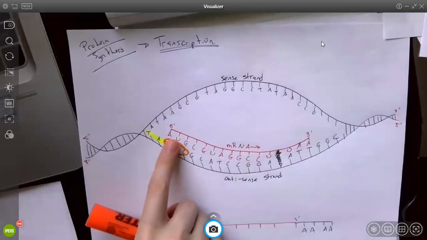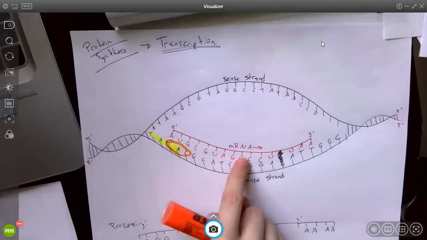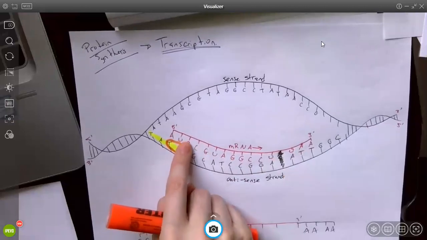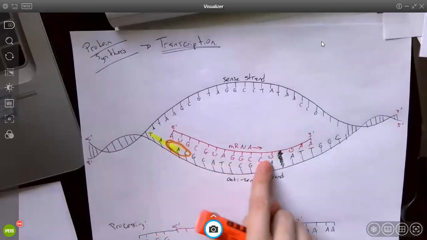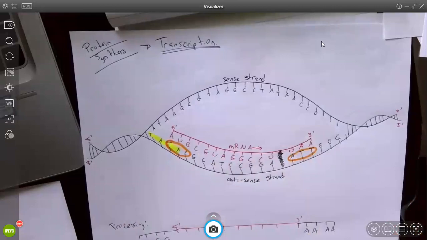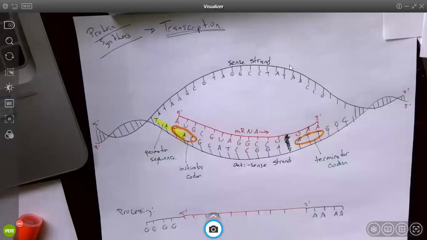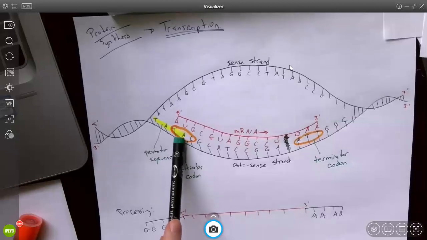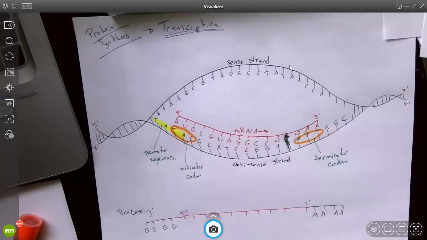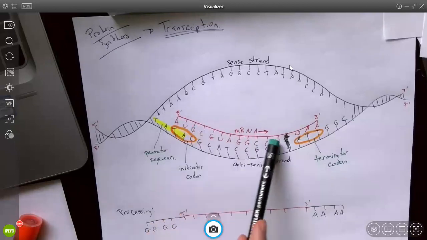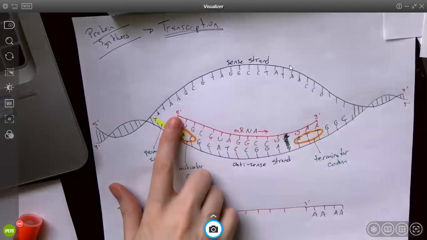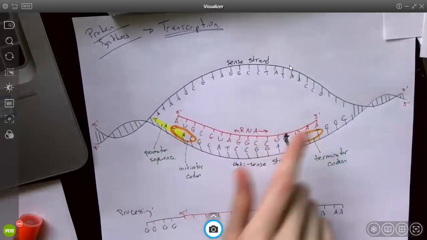And then it'll start by placing one complementary nucleotide at a time the whole way along. So A is complementary to T, U to A, G to C, C to G, etc. And it'll keep doing that until it reaches the terminator codon, which is right there. Okay, so we've got our initiator codon where the mRNA starts, the terminator codon where it stops being built, and the promoter sequence, which is where the RNA polymerase would bind. The RNA polymerase is the molecule that actually builds the mRNA. Again, mRNA, just like DNA, can only be built in the 5' to 3' direction.